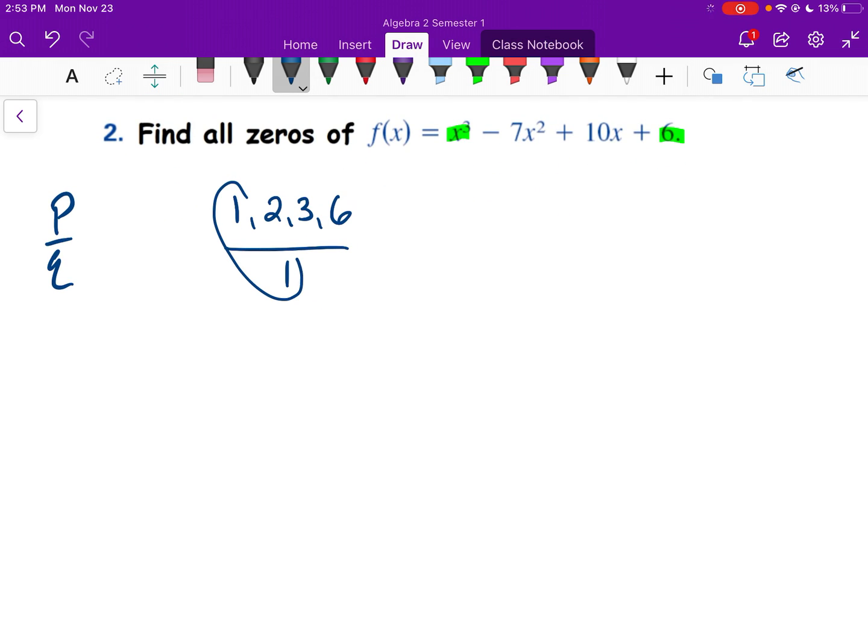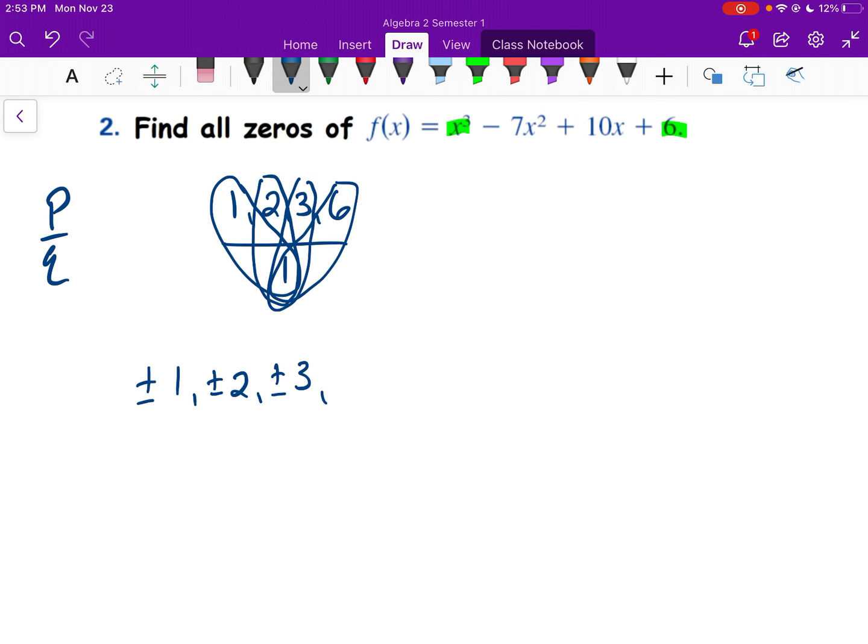So listing out those possible solutions, again doing every possible combination, we got 1 over 1, 2 over 1, 3 over 1, 6 over 1. And again, it's the positive and the negative of that combination, so plus or minus 1, plus or minus 2, plus or minus 3, and plus or minus 6. Now, in this one, it said find all zeros of it. We could take those and plug them in, using synthetic division to see which one of those works.